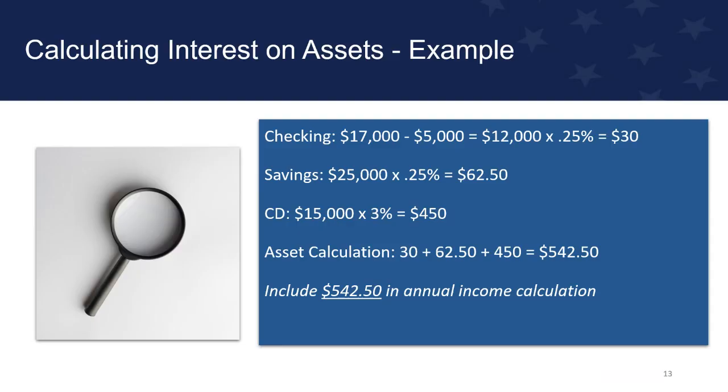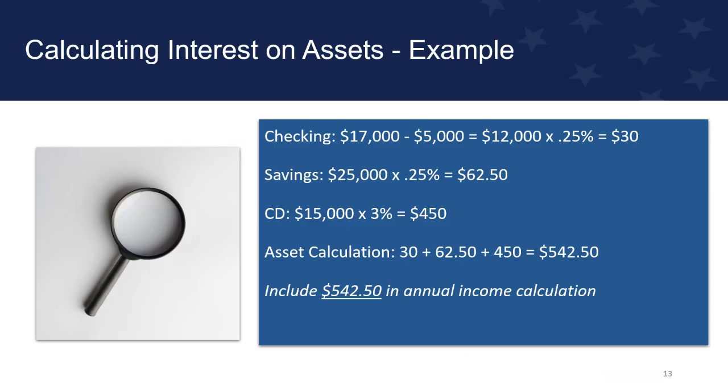Using the same information from the previous slide, the checking account is non-interest bearing and will have $12,000 remaining after the $5,000 closing costs are deducted. We find that the passbook savings rate for the checking is 0.25%. This results in $30 of interest. The savings account is also earning 0.25% interest, which equals $62.50 of interest. Then we have the CD, which at 3% will earn $450. Adding these will give us $542.50 of interest that must be included in the annual income calculation.